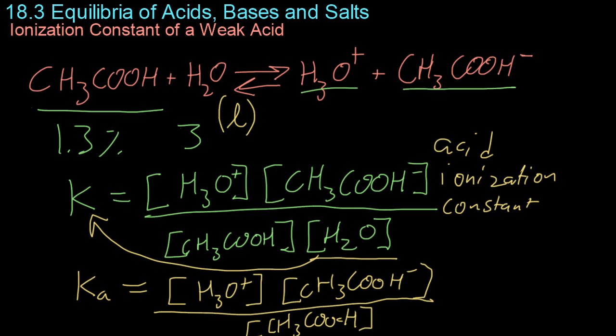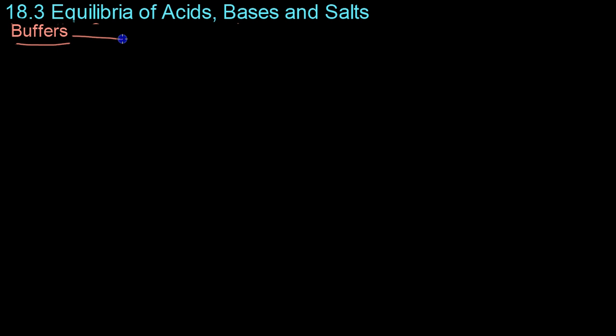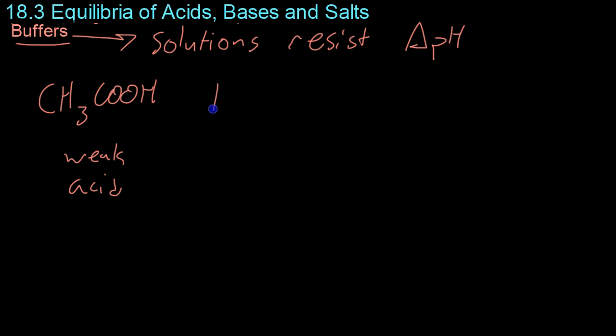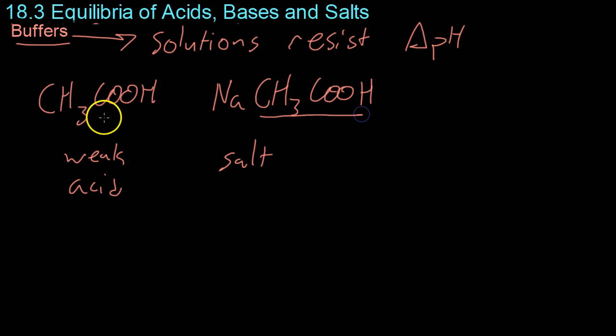CH3COOH, like that. Moving on now, we're going to be discussing buffers. And buffers are basically solutions that resist change in pH. And the way they do this is normally through a combination of a weak acid and a salt of that acid. So for example, if we have, once again, acetic acid, which is a weak acid, and you have a salt of that acid, say sodium acetate, so sodium CH3COO, and this is a salt of that acid because you can see it has the same ion in it. However, it also has this cation in front.